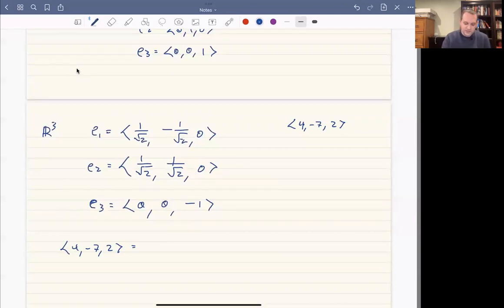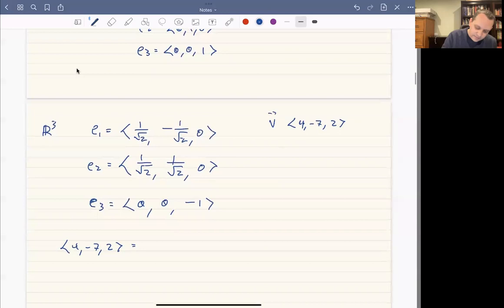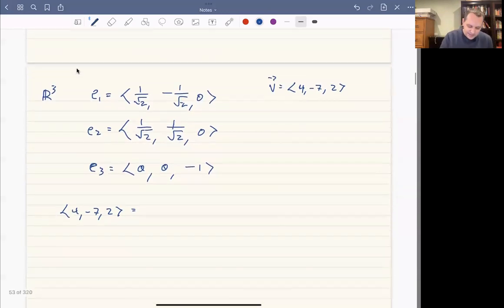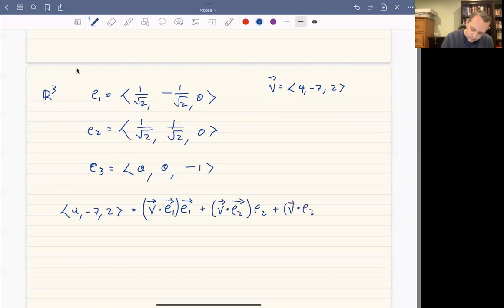And what you do is you take this vector, let's call it V, and you take the dot product of V times E1, and then you multiply that by E1. So this V dot E1 is going to give you some scalar, and then you multiply that by E1, and then you do this for the others. You take V dotted with E2 times E2 plus V dotted with E3 times E3.